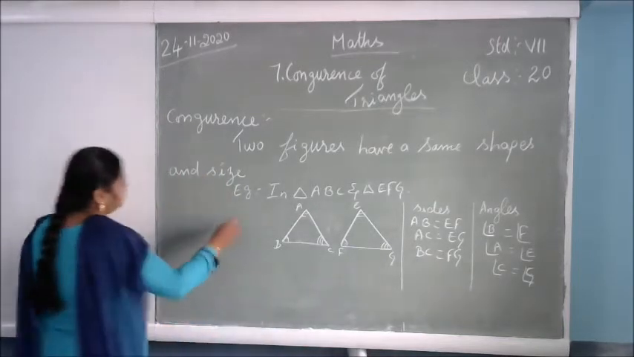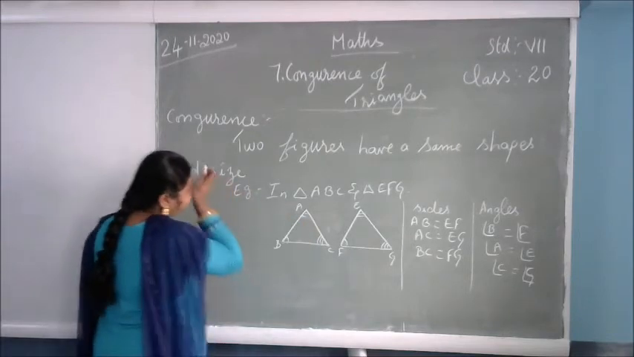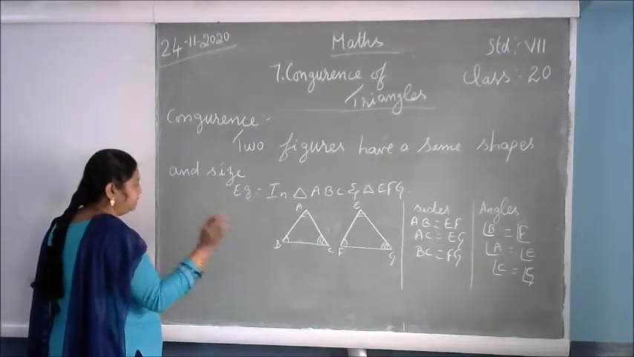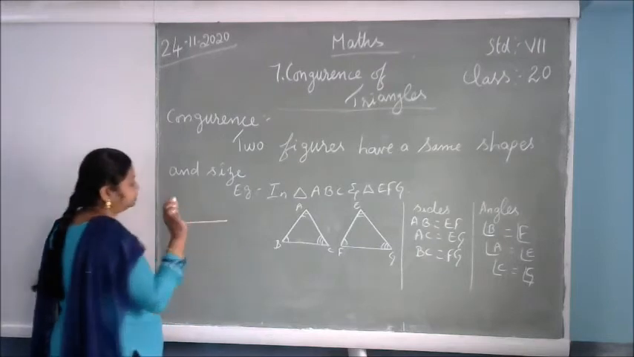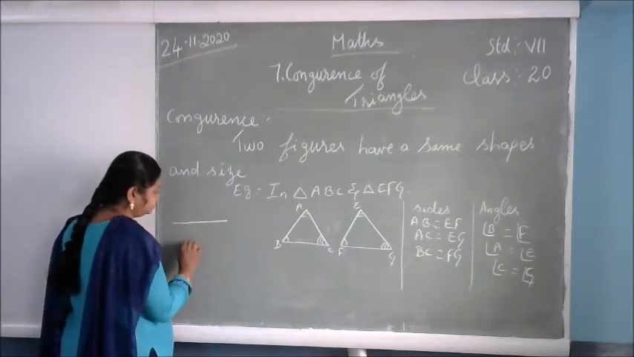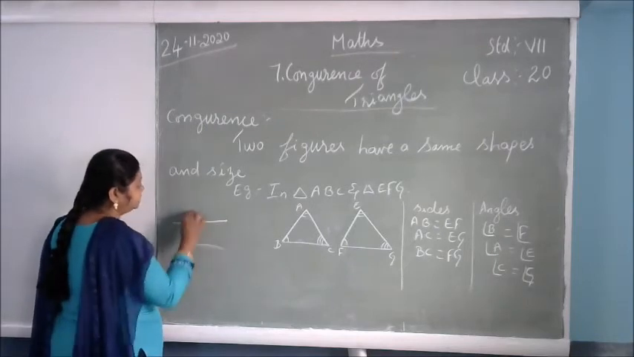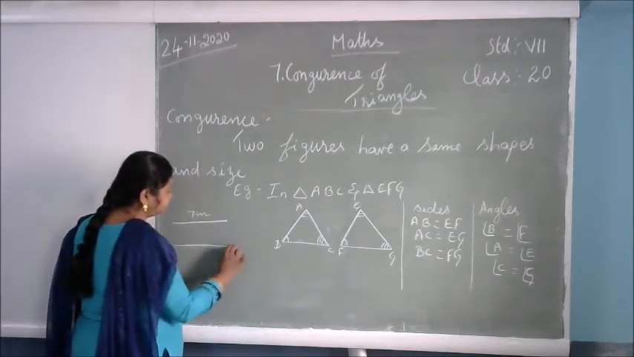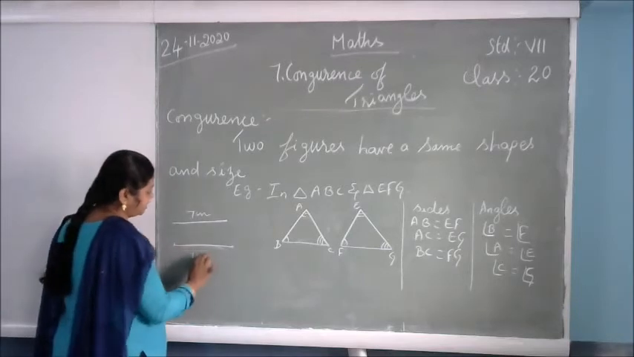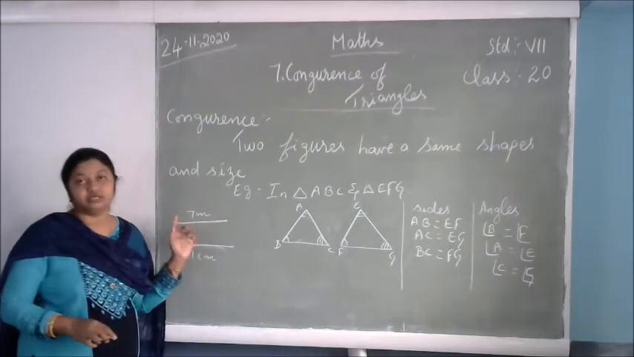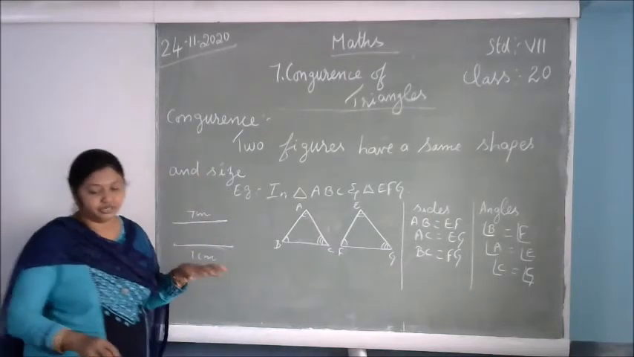Okay, see. For example, I have given here two triangles. Not only triangles; suppose you are taking line segments, one won't be big and one won't be small. If this one is 7 centimeters, this one also will be 7 centimeters. This type of figures are called congruent figures.